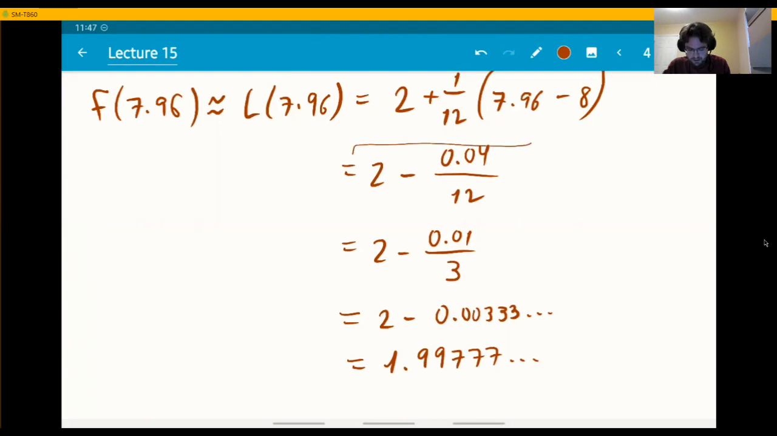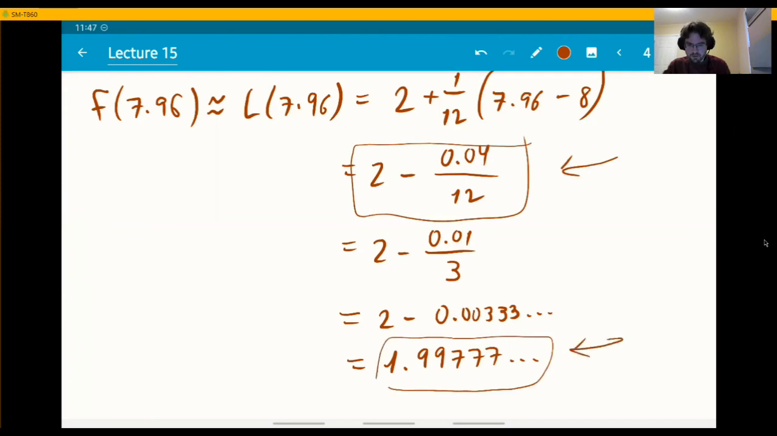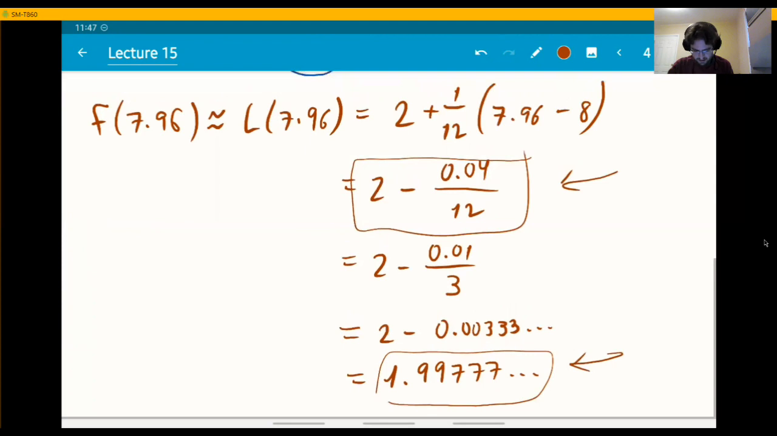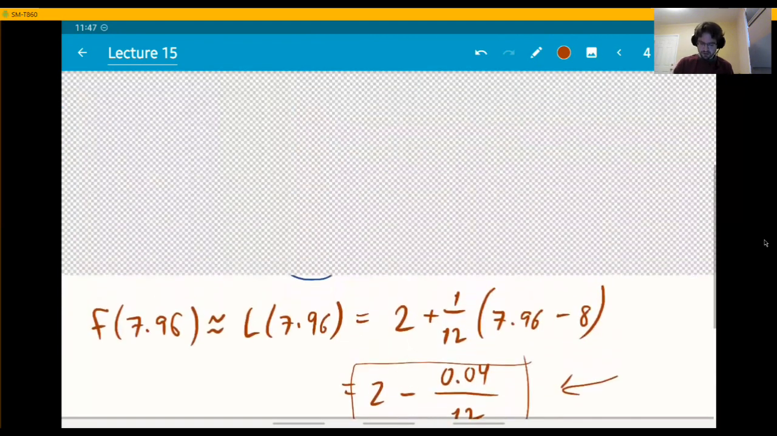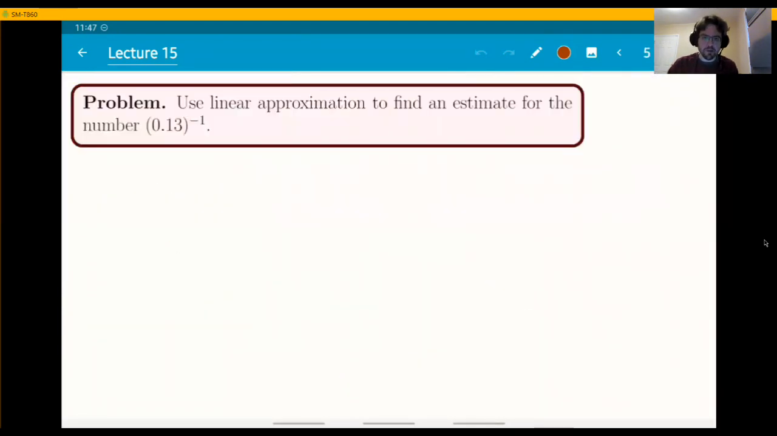But when we finished up here, this would already have been a good answer. I'm trying to compute these decimals in my head down here. I may have an arithmetic mistake or not. You should check. But the point is that this is going to be a pretty good approximation to this cube root of 7.96. You should try to find it with a calculator now to compare the results. But anyway, let's move on to another problem. This is very similar. Use linear approximation to find an estimate for this number. 0.13 to the minus 1.